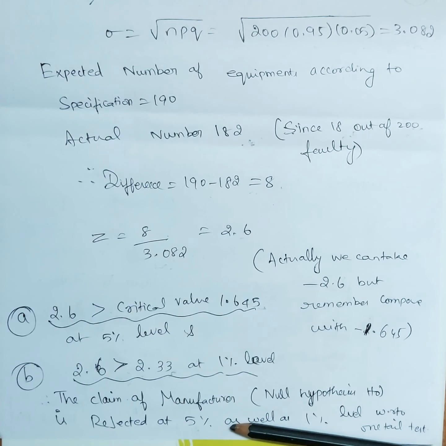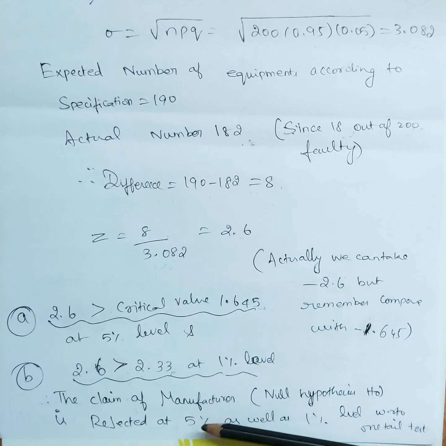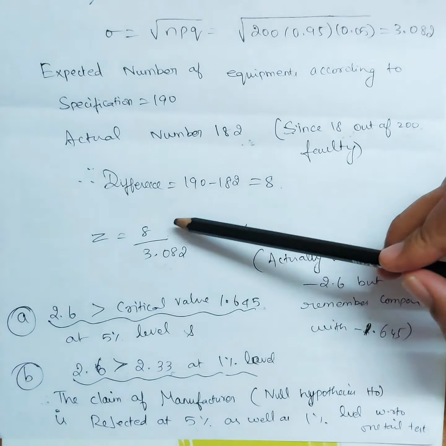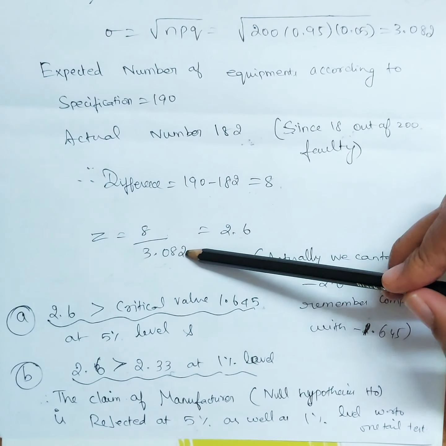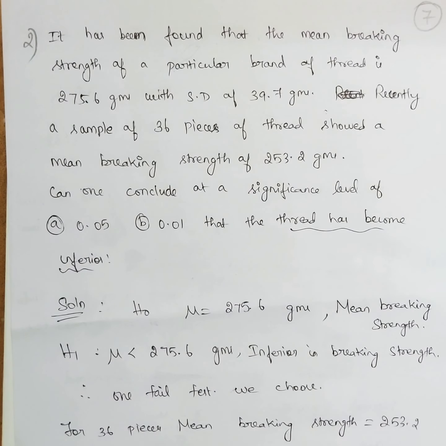We are rejecting because he said up to 95% and it is falling outside. So we are rejecting his claim at 5% as well as 1% level with respect to one tail test. Okay. So now we'll see one more problem and let us try to understand. So please remember carefully, Z is nothing but the difference divided by sigma in this sample of mean. Yeah. Now we'll see one more problem.